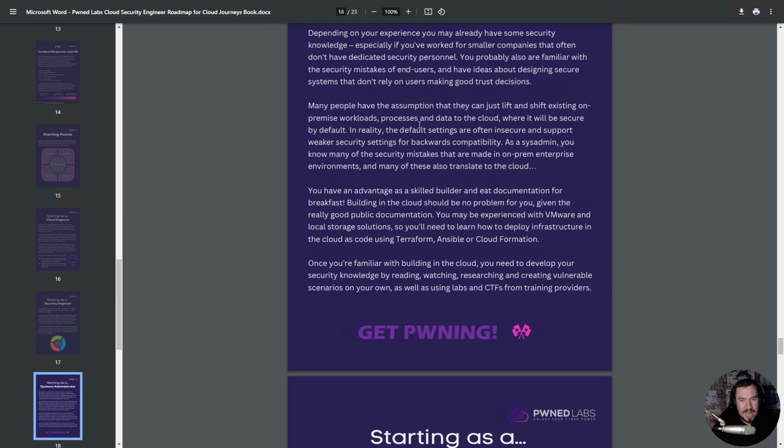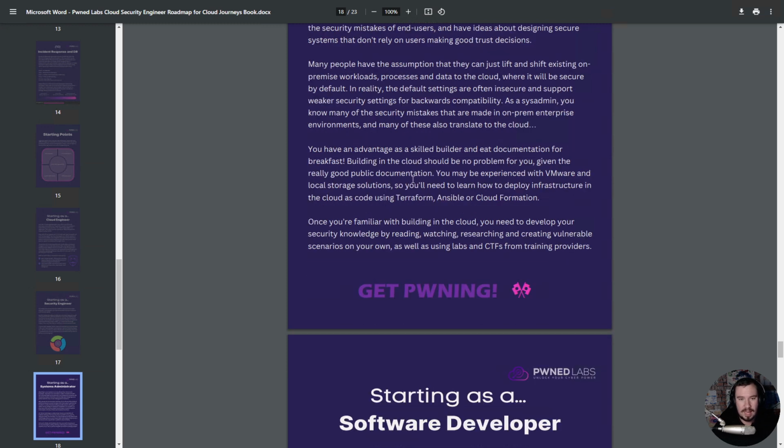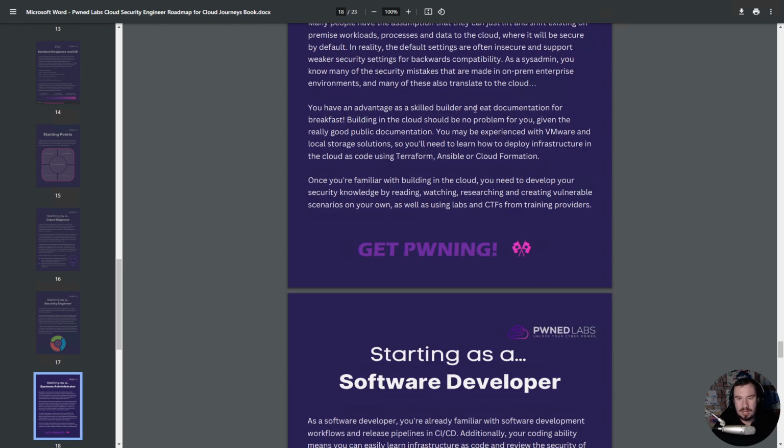No. In reality, the default settings are often insecure and support weaker security settings for backwards compatibility, especially true about AWS in my experience. Less true about Azure. Azure's a lot more secure out of the box, at least from my experience. As a sysadmin, you know many of the security mistakes that are made in on-prem enterprise environments, and many of these also translate to the cloud. You have an advantage as a skill builder, and we eat documentation for breakfast. Building in the cloud should be no problem for you, given the really good public documentation, right? RTFM.